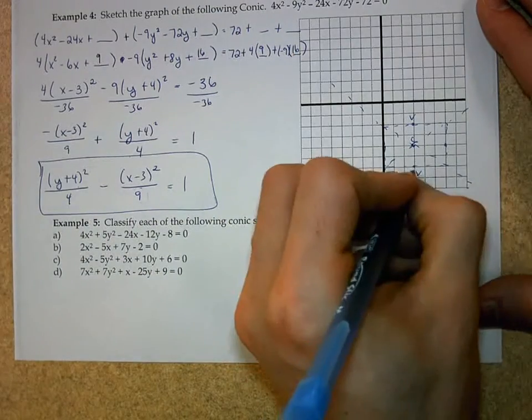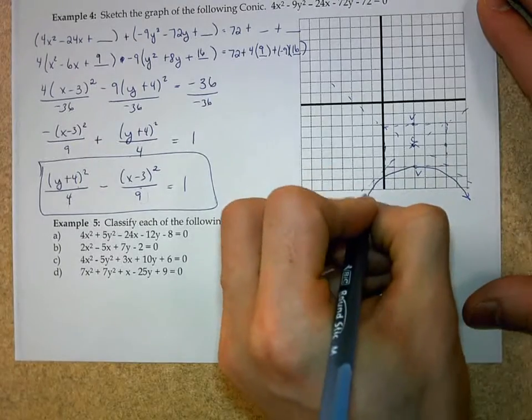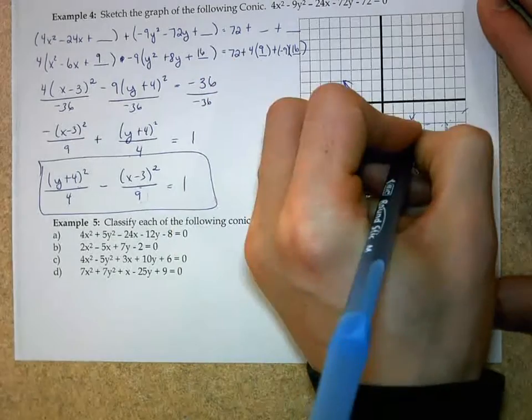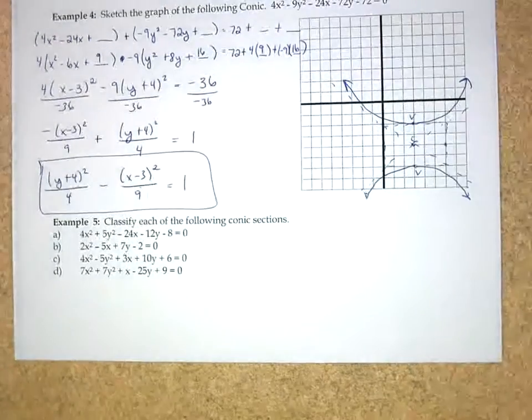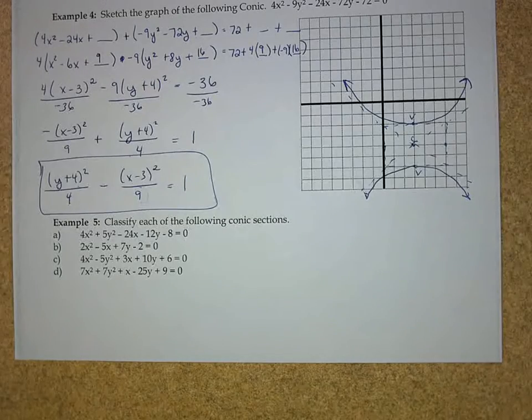Asymptotes come out at that point, and then we'll draw a quick sketch. If I wanted to, I could go find the foci, but I'm not asked for that. I'm just asked to draw a very quick sketch of what that hyperbola would look like.